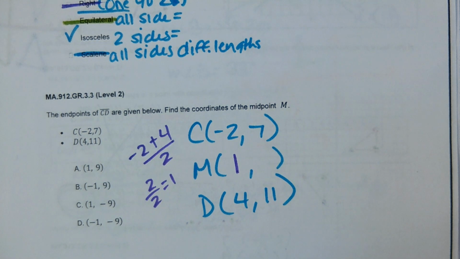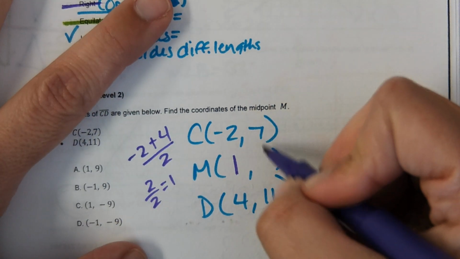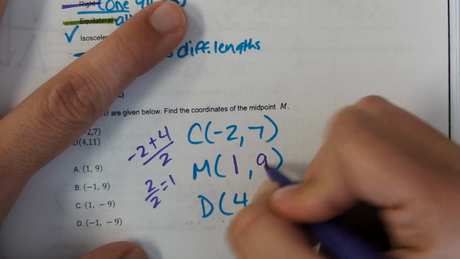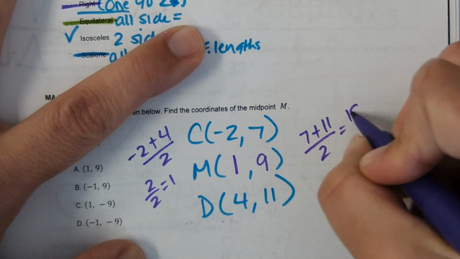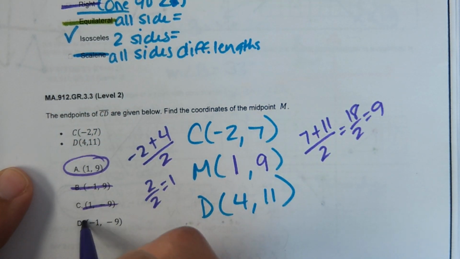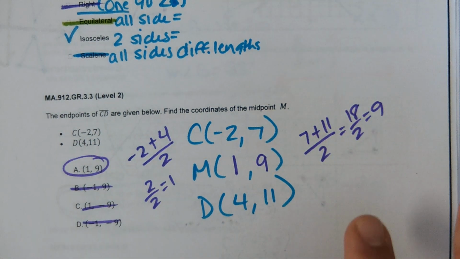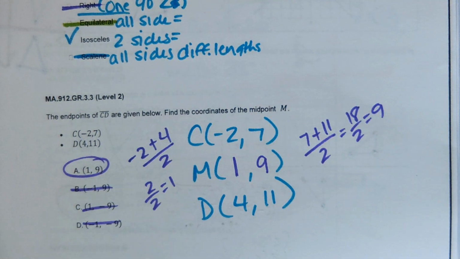This is 1. The middle of 7 and 11 is 9. That jumps out at me. But if it didn't, just add the two values and divide by 2. You get 18 divided by 2, which is 9. And so it's this. Okay, I'm going to flip to the next page when you're ready.